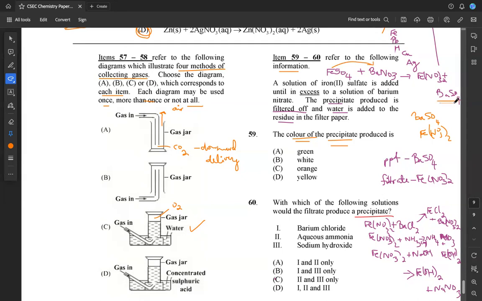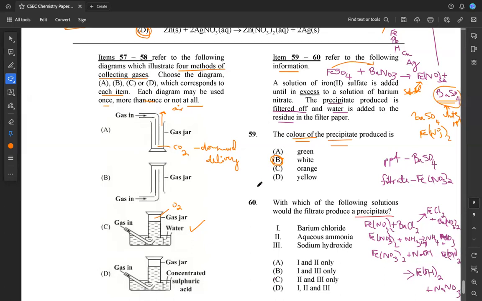Now you might remember that barium sulfate is an insoluble sulfate, and it actually forms a white precipitate. So this is a white precipitate that gets formed here. And of course, this is a nitrate, so it's going to be soluble. So that's not going to form a precipitate at all. So the precipitate that's formed is actually that of barium sulfate, and that is a white precipitate. So our answer for 59 is B.